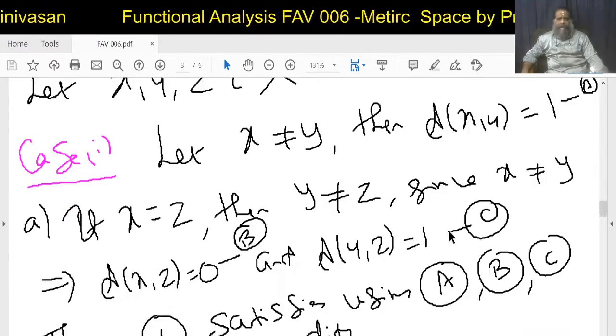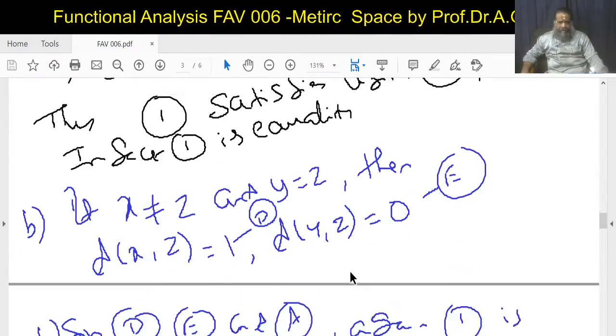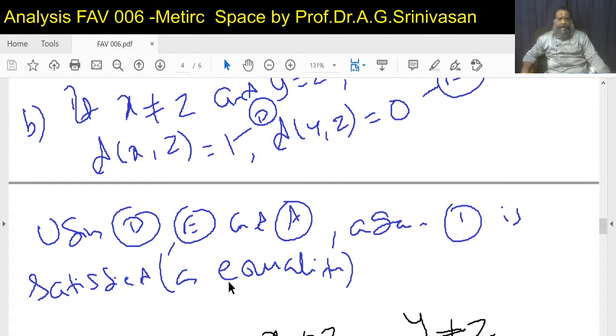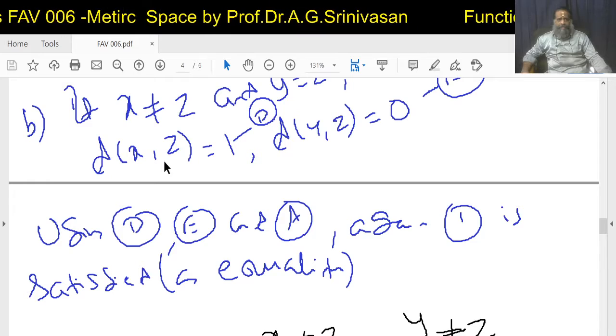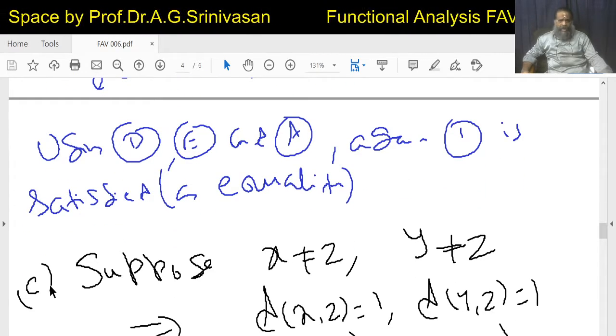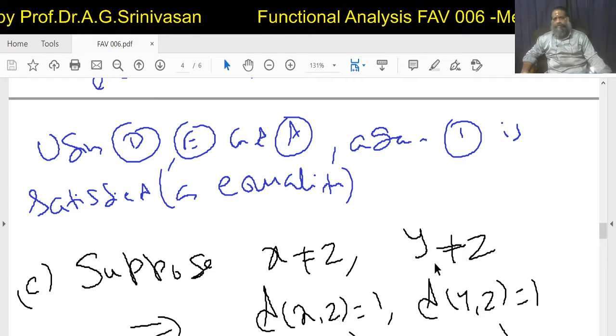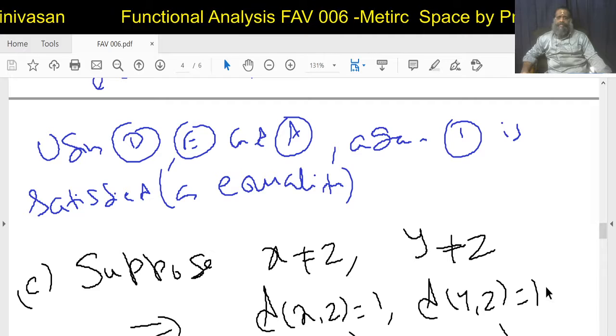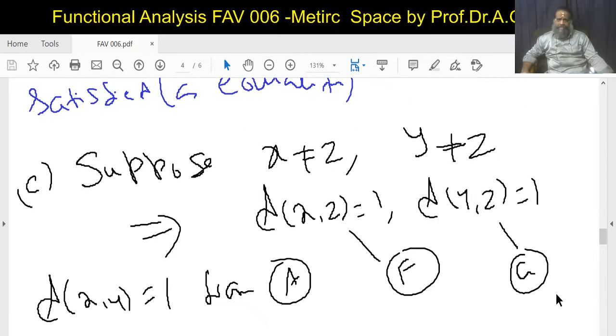From A, D, and E, you will find again the equality holds, which is d of xy is equal to d of xz plus d of yz. And in case 1, third case, suppose x is not equal to z as well as y is not equal to z, then d of xz is 1, d of yz is also 1, and I call this F and G respectively.